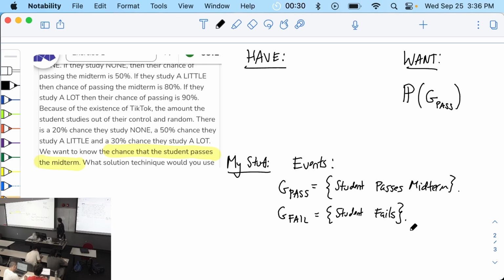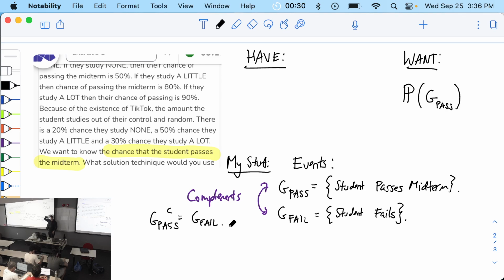Okay? And G pass and G fail, those are two different events. We know that these are complements, right? If you don't pass, what's the opposite of passing? Then you must have failed. If you don't fail, you must have passed. So these are complements. That's the kind of thing we did in the first week. Complements. So G pass complement equals G fail. Maybe this will come up at some point. Maybe not. But good to know. So if we know one, we sort of know the other one is the opposite.